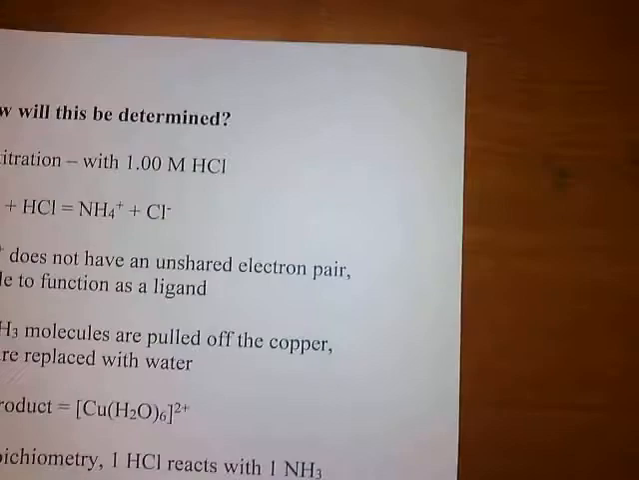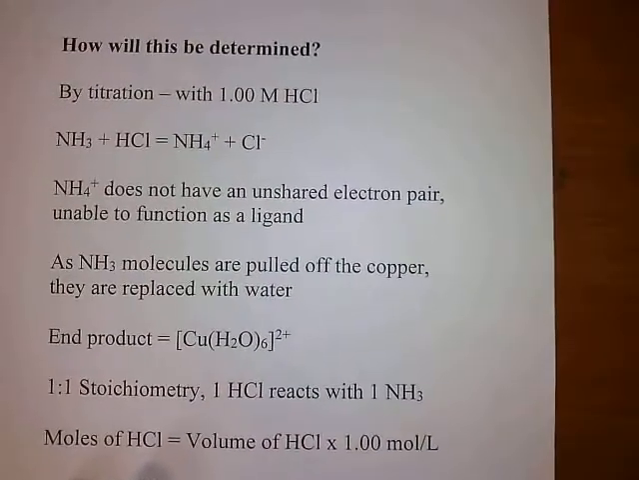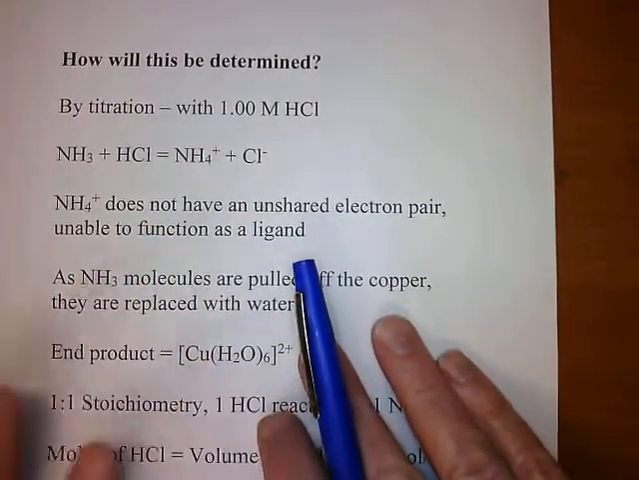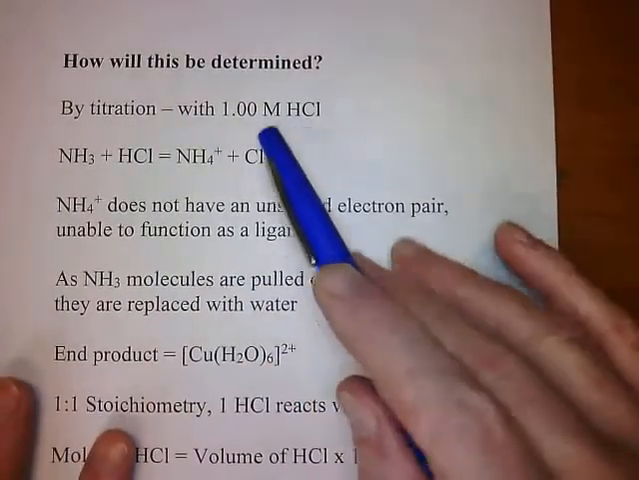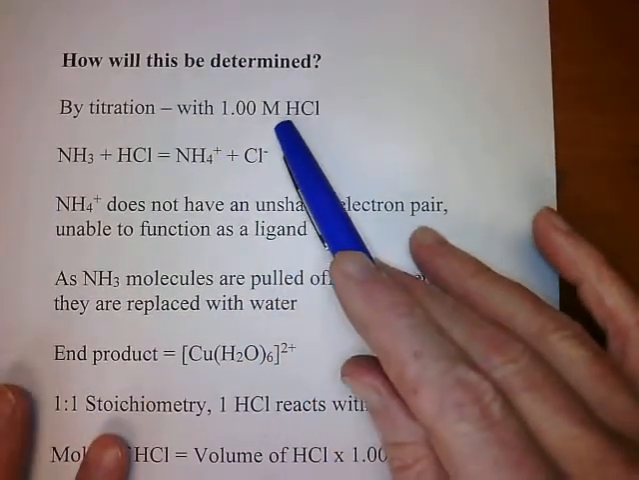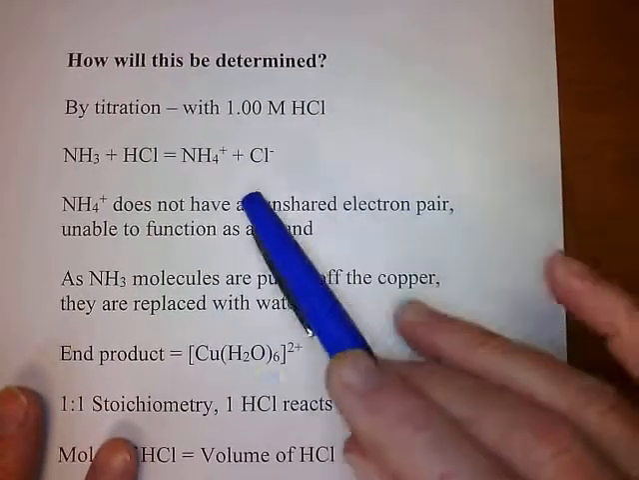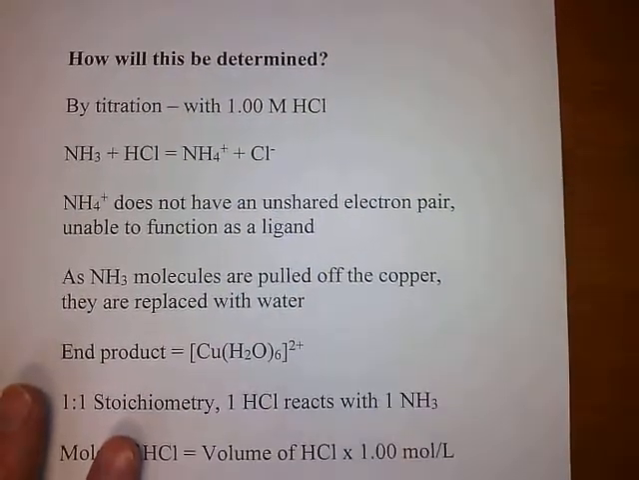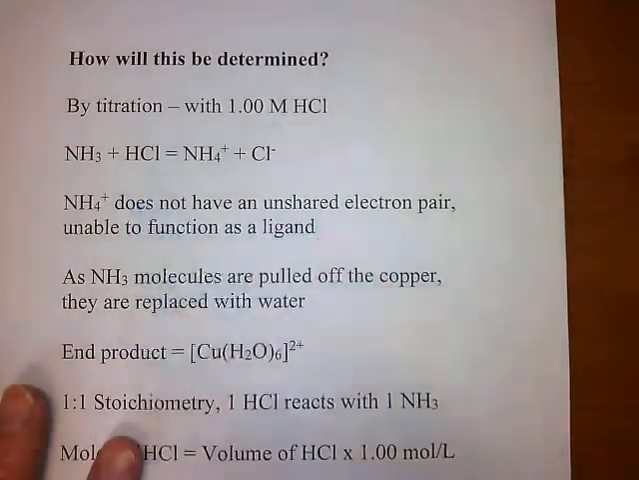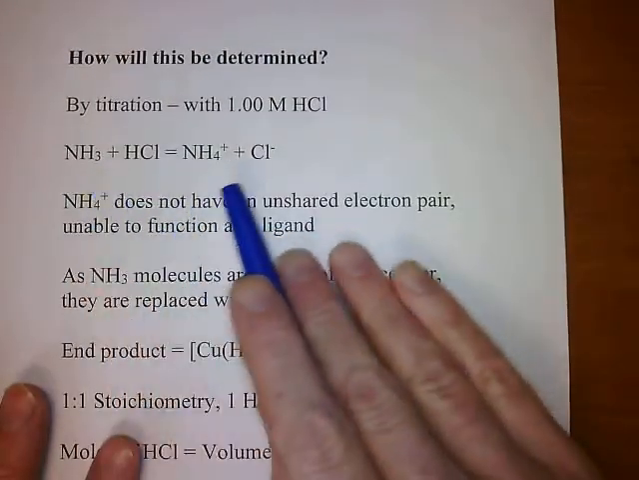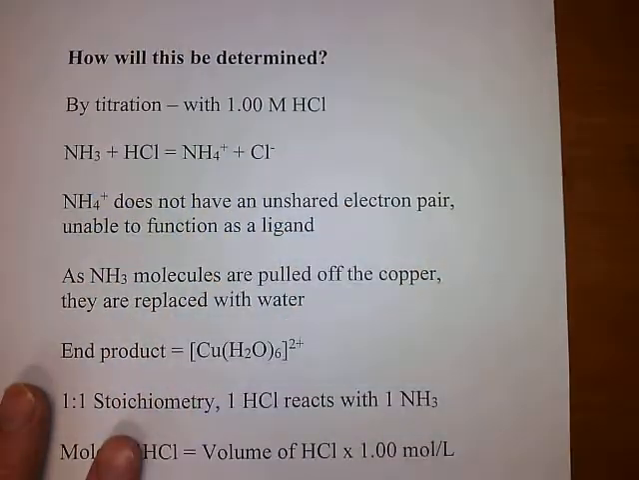So how will this be determined? How are we going to figure out how much ammonia is in the compound that we make by titration? We're going to titrate with 1 molar HCl. So what does the HCl do? The HCl protonates the ammonia and converts it into ammonium ion.